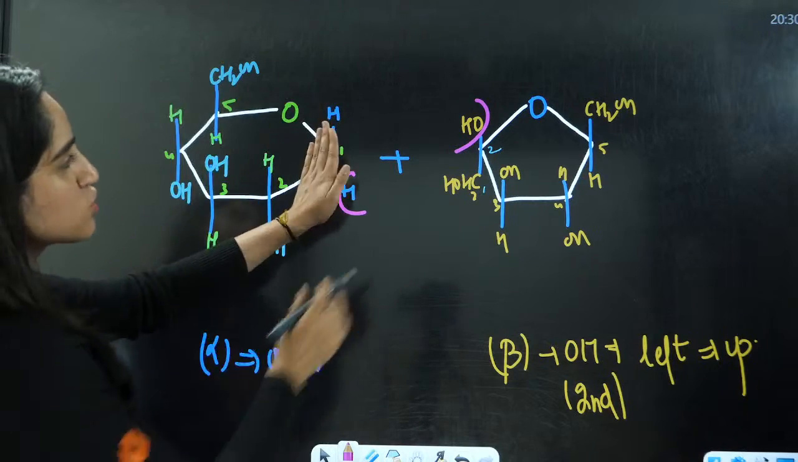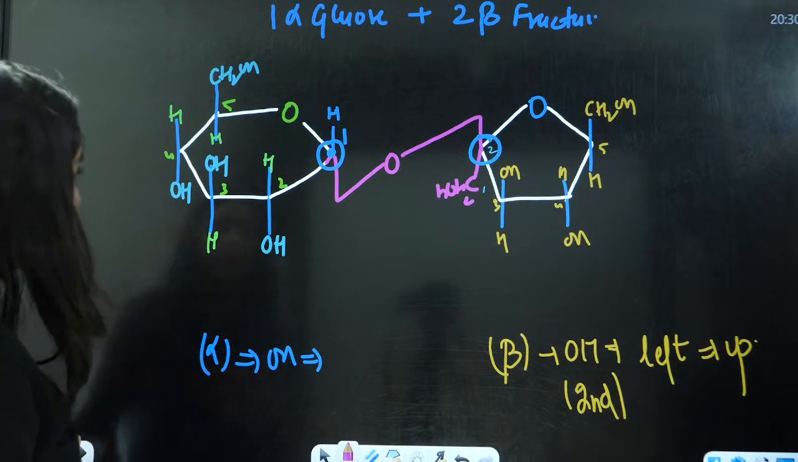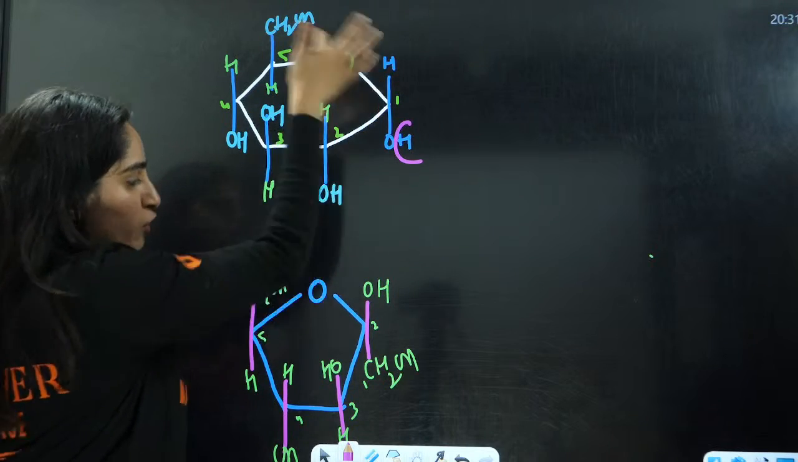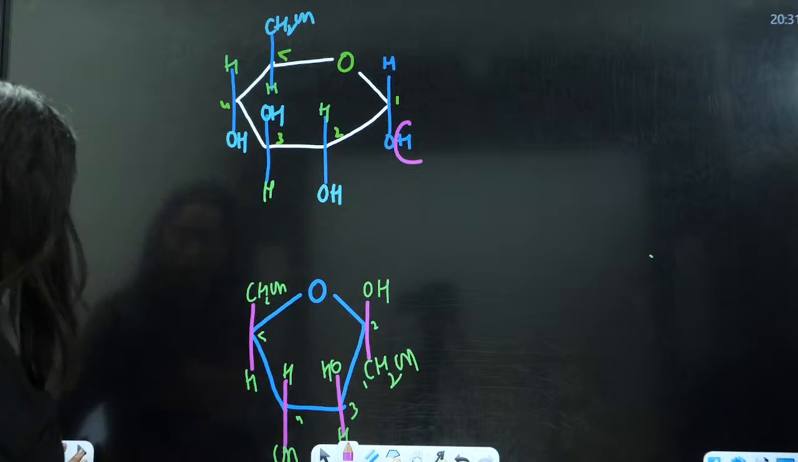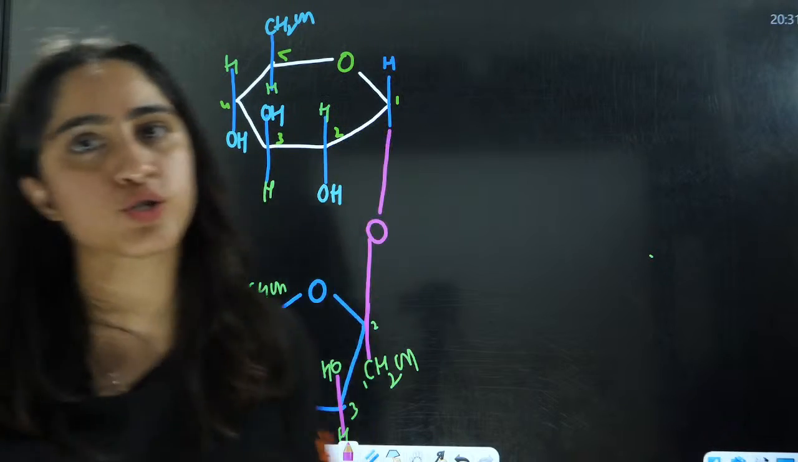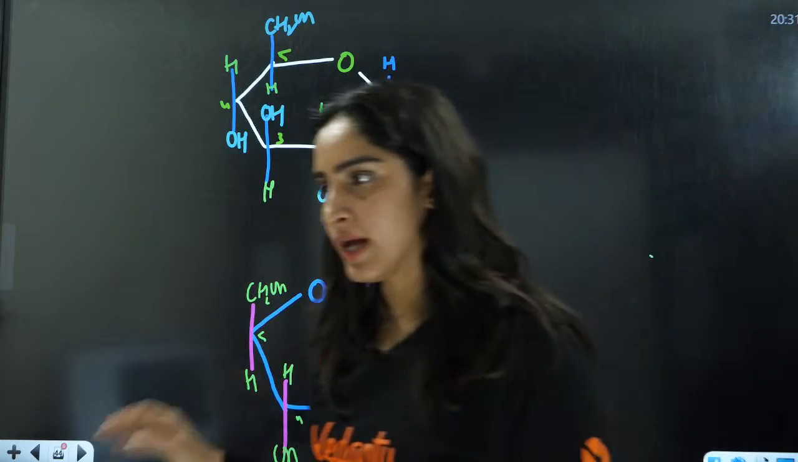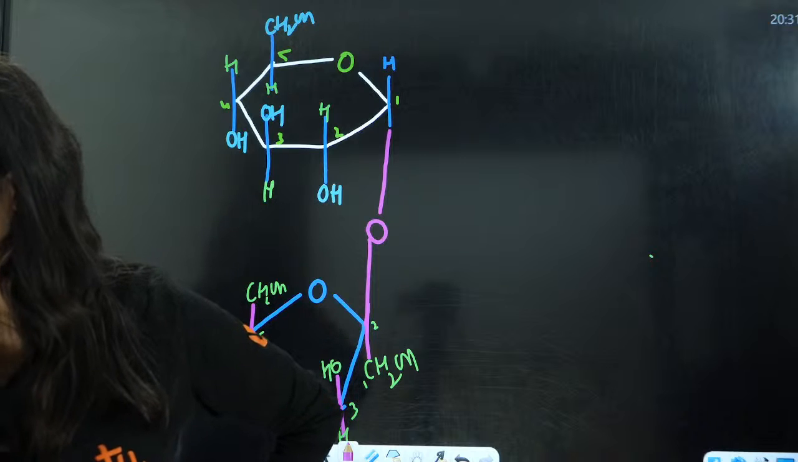So if you have to draw this is OH, this is H, eliminate the water here, you will get this structure. If you are writing this one, this is the 1, 2, 3, 4 part, in that case you can also draw it like this. So I guess this is much easier for you. Yes? Okay everyone?